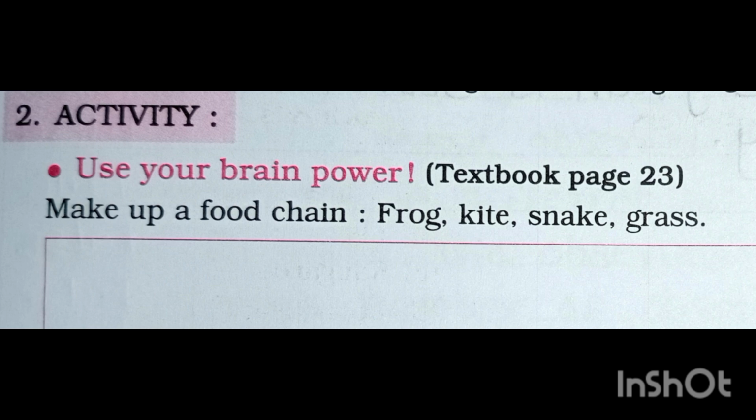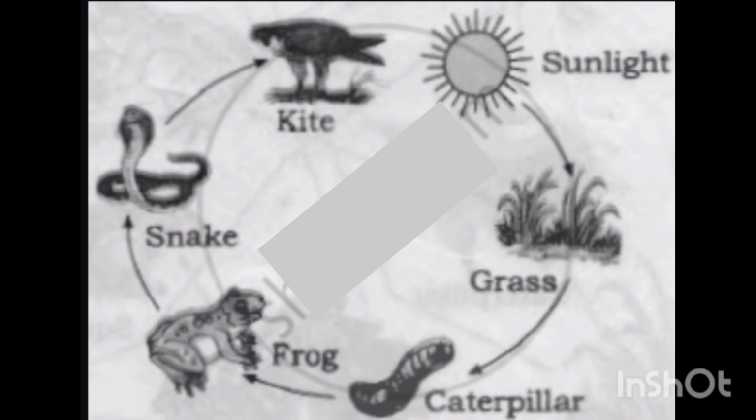Next, there is an activity. Use your brain power. Make a food chain using frog, kite, snake, and grass. See, here is a food chain. Using sunlight, grass is growing. On grass, caterpillar is growing. Caterpillar is eaten by frog. Frog is eaten by snake. Snake is eaten by kite. It's a food chain.